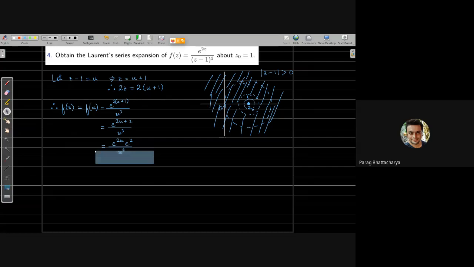Now, once we have done this, I take this e squared. E squared is a constant, so we'll put this aside. And there is this u cube also. We'll combine this because we're going to need this e squared by u cube. We'll just keep this together.